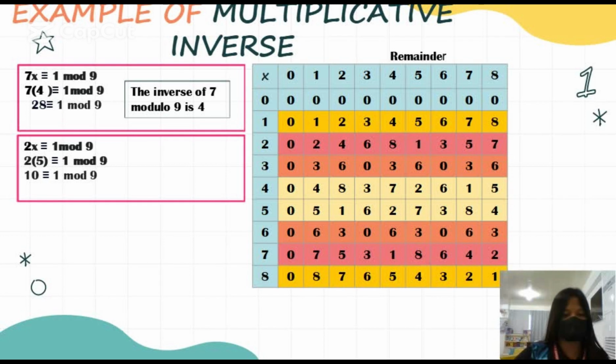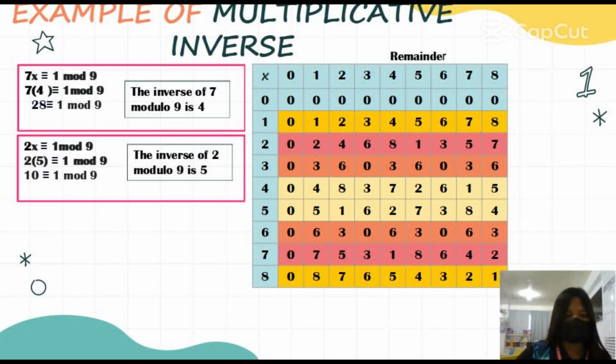Next is the 2x is congruent to 1 mod 9. So 2 here, so ang remainder is 1. So meaning, so 2 times 5 is equal to 10. So pila ka 9 ang naa sa 10, which is isa lang. So 1 times 9 equal to 9, then ang remainder ay 1. So the inverse of 2 modulo 9 is 5.